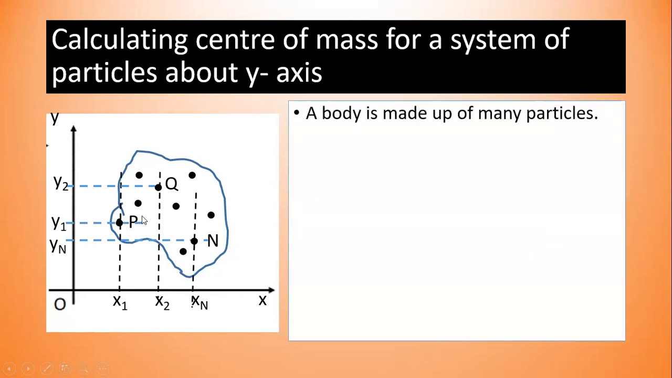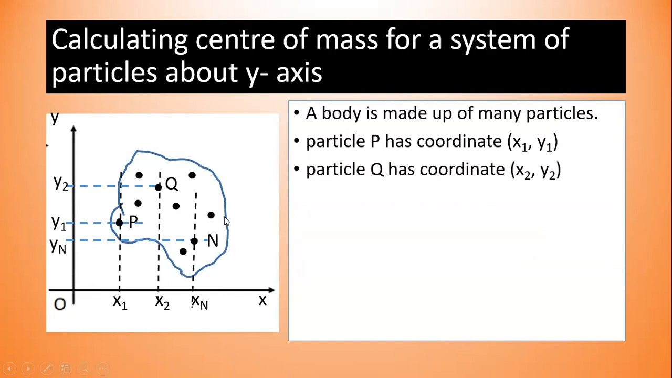You can calculate it for discrete particles, with y-axis and x-axis. A body is made out of many particles. We look at P, the coordinate is x1, y1. Look at Q, coordinate x2, y2. If you look at other particles and then the nth particle, the last particle, it is xn, yn. That's our axes. You want a reference to these two axes, x and y.